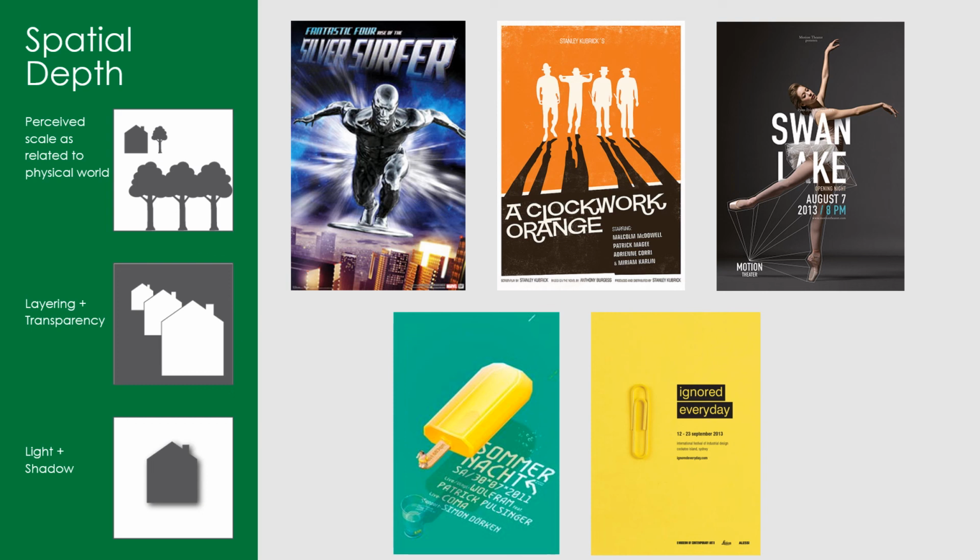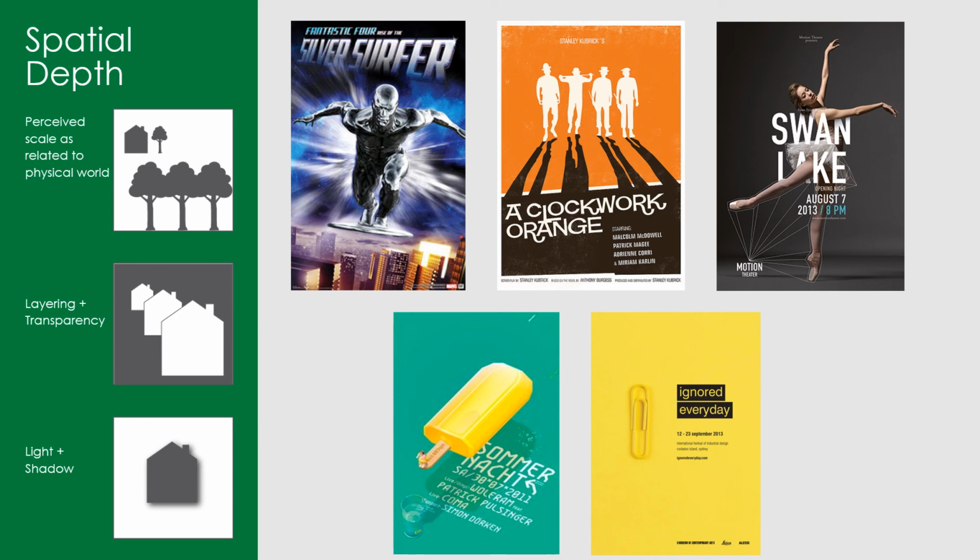The Swan Lake poster is kind of fun, where the text is actually woven in front of and behind the photograph of the dancer. If you look at the lettering of Swan Lake and the photograph of the dancer, you can see how it's messing with your sense of spatial depth, because the letters are behind and in front of, and it makes a very interesting focal point.